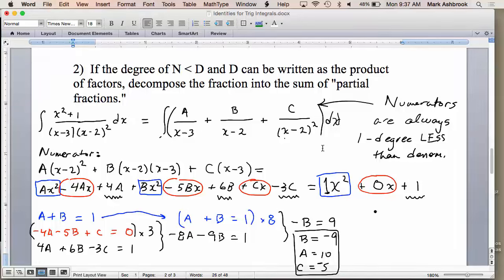And now we can solve that one. I'm just going to come up here and replace it. You could rewrite it underneath what you've written. I'm going to come up and replace these. A is 10. B is negative 9. C is negative 5. That's what that original integral equals. Question?